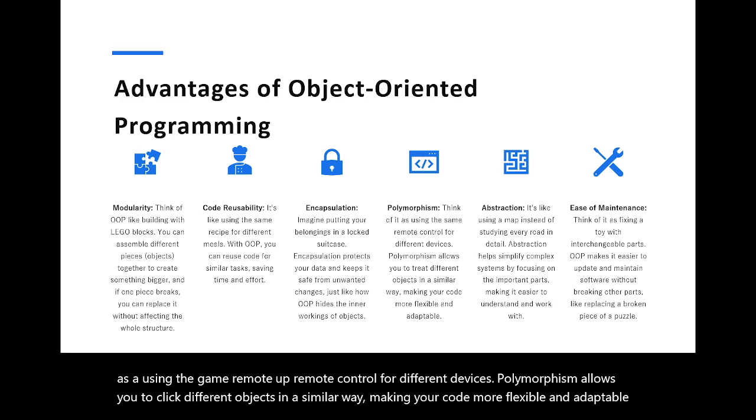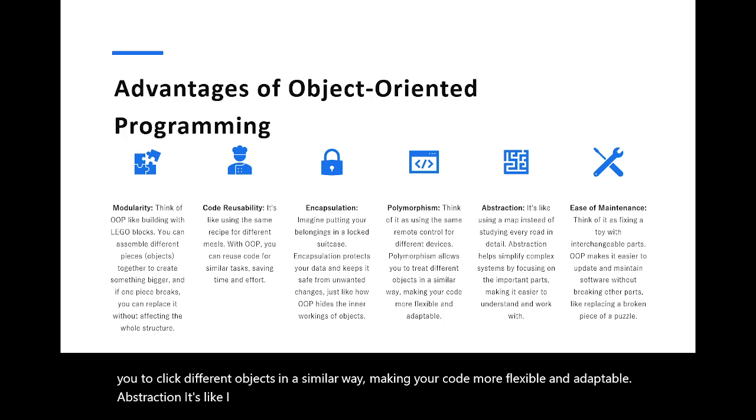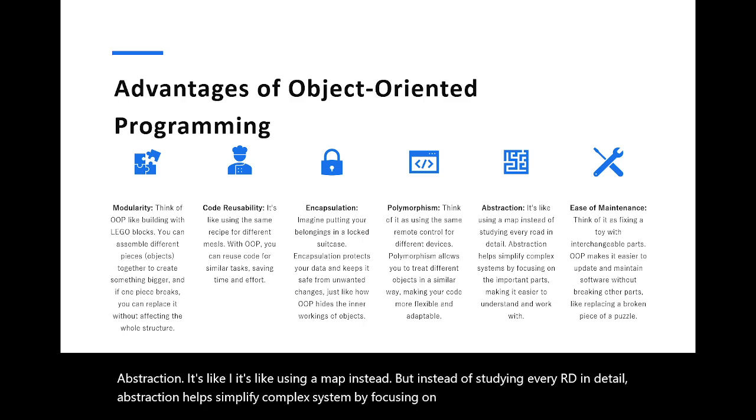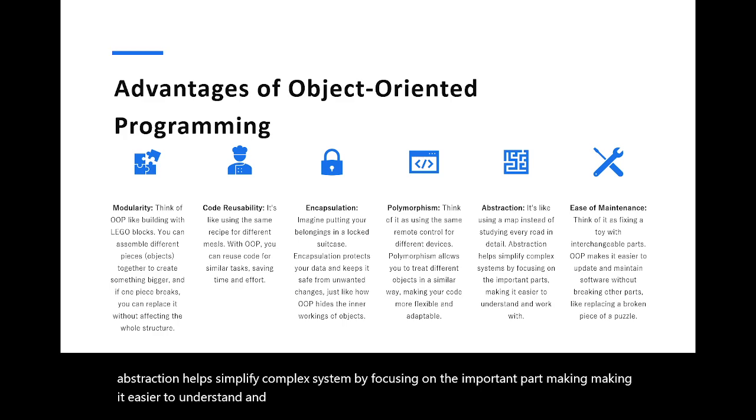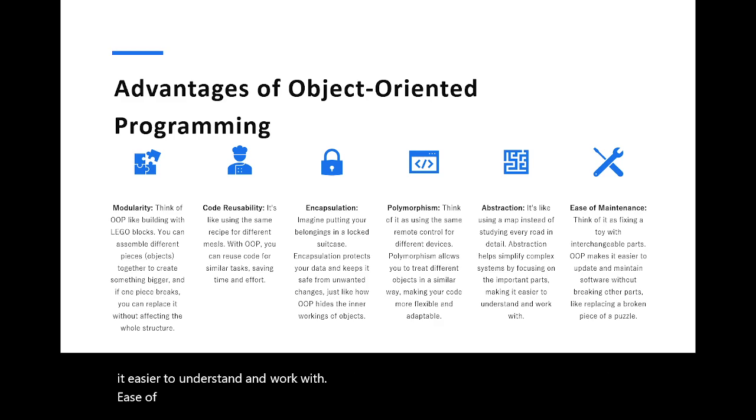Abstraction. It's like using a map instead of studying every road in detail. Abstraction helps simplify complex systems by focusing on the important parts, making it easier to understand and work with. Ease of maintenance. Think of it as fixing a toy with interchangeable parts. OOP makes it easier to update and maintain software without breaking other parts, like replacing a broken piece of plastic.